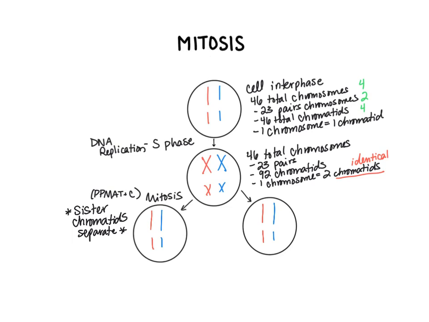All right, so remember that these sister chromatids separated. And so one went into one daughter cell, the other went into the other daughter cell. Same thing with the blue chromosome. One went into one daughter cell and one went into the other. Same thing with the second set of chromosomes, where each chromatid goes into one of the daughter cells.